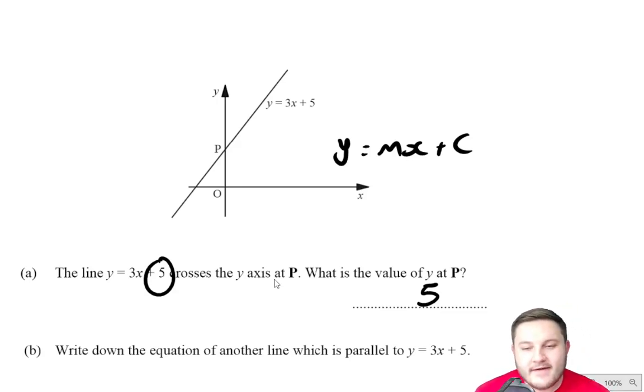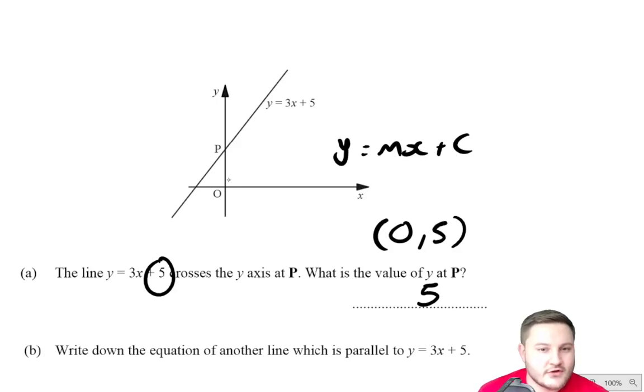If it says what is the value of y at P, it's asking for the y coordinate at P, which is just 5. If it said what is the coordinate of P, that's a different question. That is saying what is the full coordinate, in this case (0, 5), because it's on the y-axis, so the x-coordinate's got to be 0. So just be really careful about what kind of question you're actually answering.